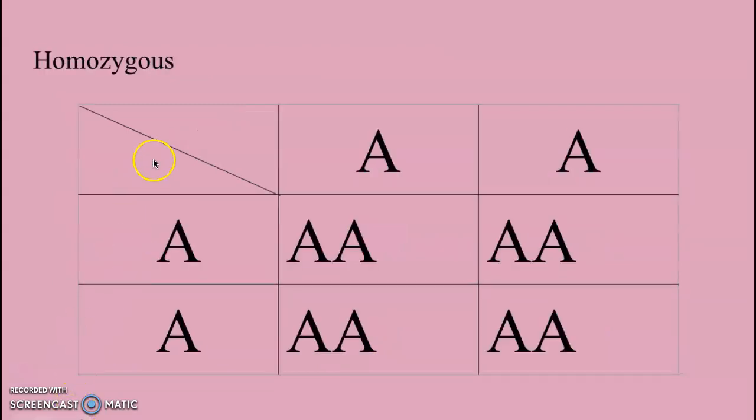Next is homozygous. Homo means same. As you can see, these are all the same: capital T, capital T, capital T, capital T. And that is how you write your Punnett squares.